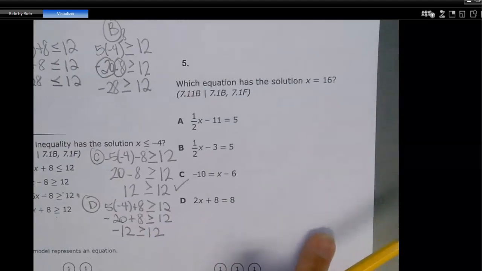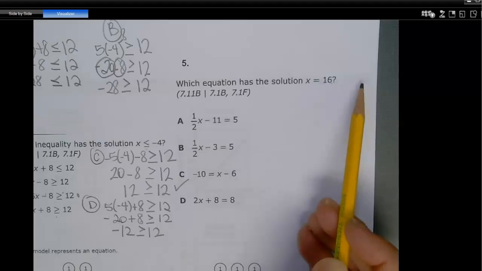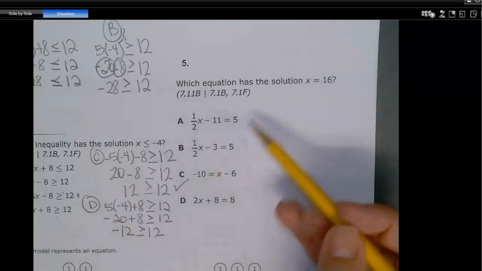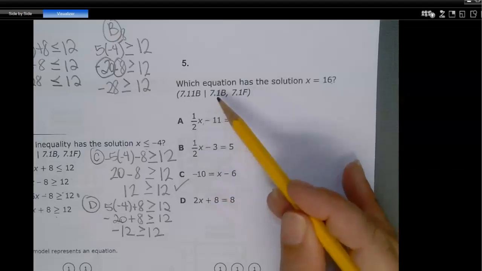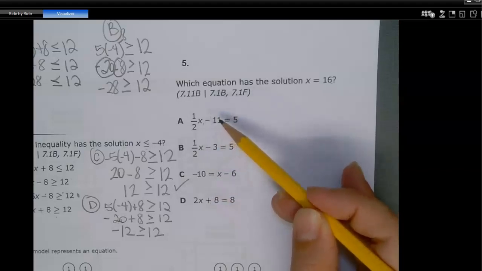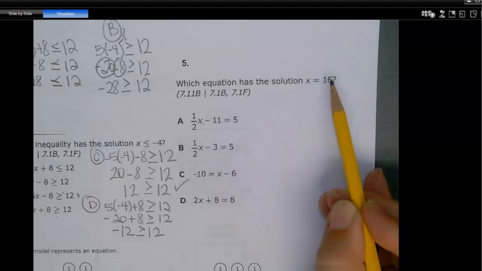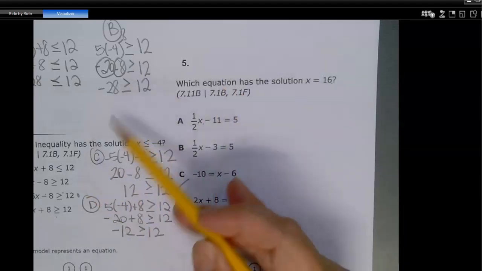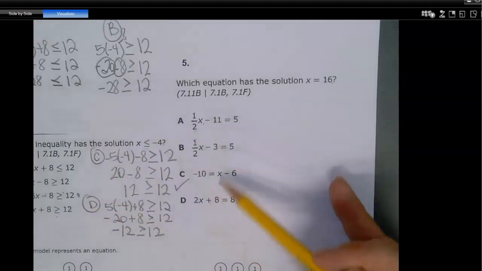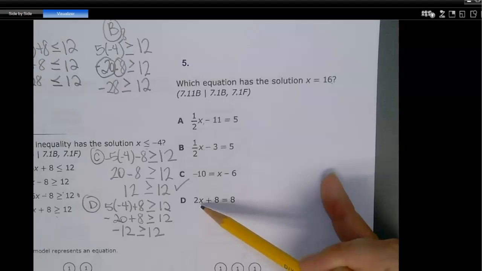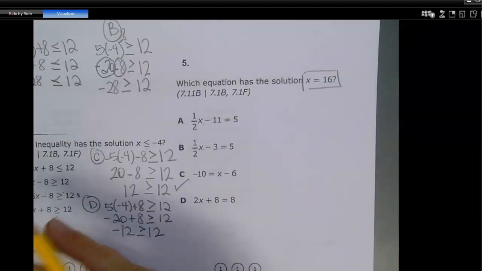For number 5, which equation has the solution x is equal to 16? So again, we can plug in 16 for all of our x's, or we can solve all of these equations and figure out which one has x is equal to 16. Because I plugged in the solution over here, I'm going to go ahead and just solve these equations and then figure out which has x is equal to 16, just to show you a different way to solve them, okay?